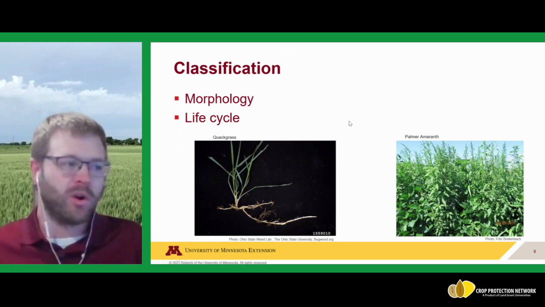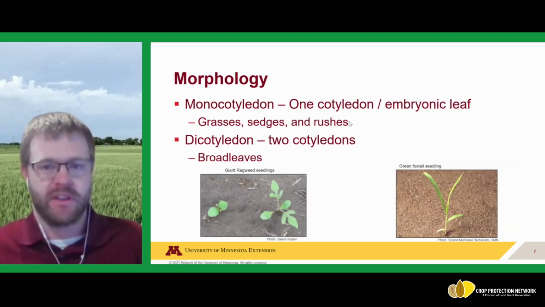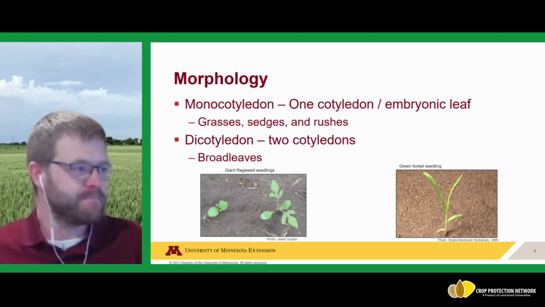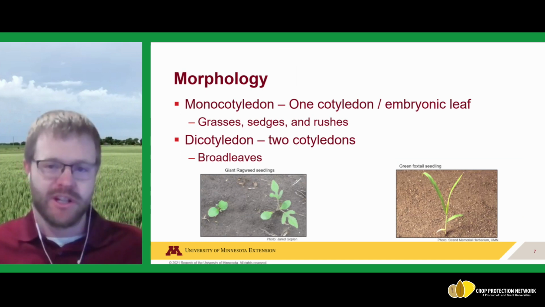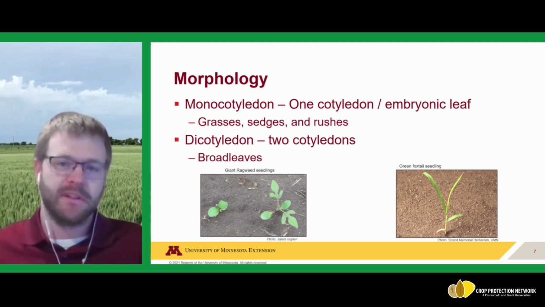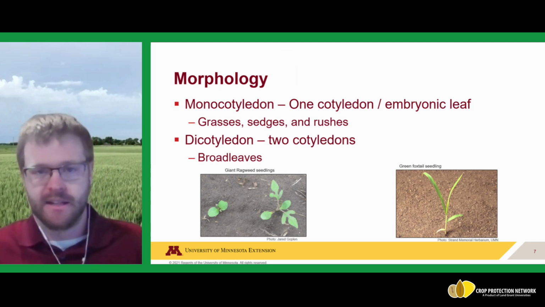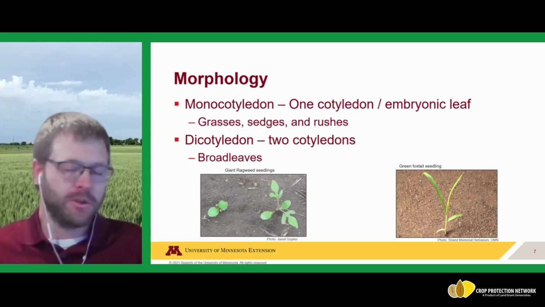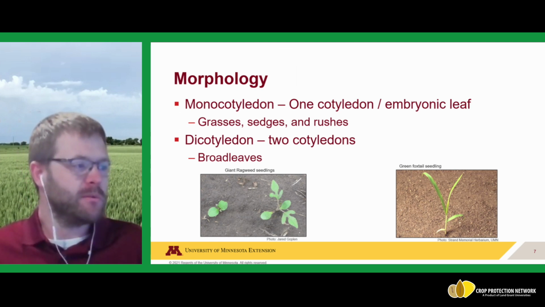So I'll talk a little bit more about those two types of classification systems here in just a minute. If we talk about morphology, and this will certainly come in handy to know when we talk about herbicides to use, other control strategies, whether it's tillage or cultural methods, really we come down to monocots or dicots.